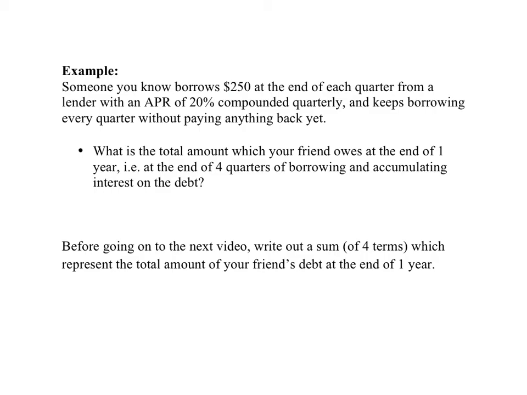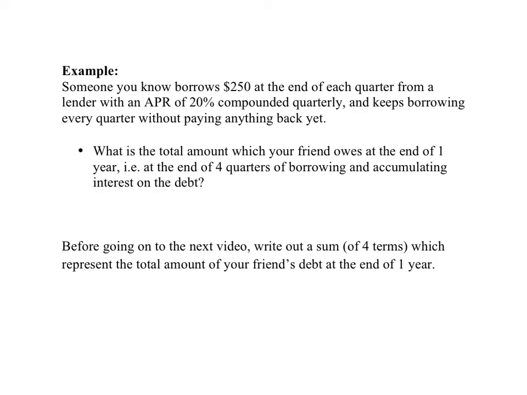So we can ask, what is the total amount which your friend owes at the end of 1 year, that is, at the end of 4 quarters of borrowing and accumulating interest on the debt? Before you go on to the next video, write out a sum of 4 terms which represent the total amount of your friend's debt at the end of 1 year.